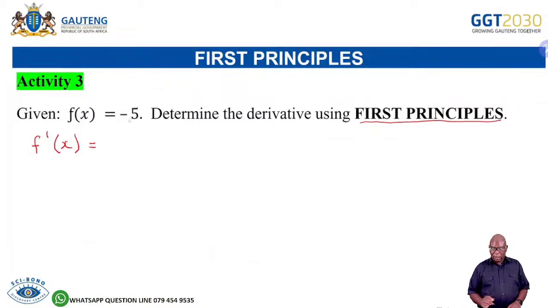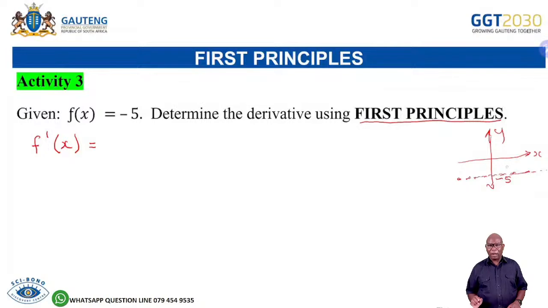In this case, we know if I draw a line of y equals -5, it will be somewhere there. This is the y axis, x axis. So now, if I draw this line, and with your knowledge of gradients, we know that the gradient of that line is 0. The slope of that graph is 0. So meaning that if I work this out, I must also get a 0.